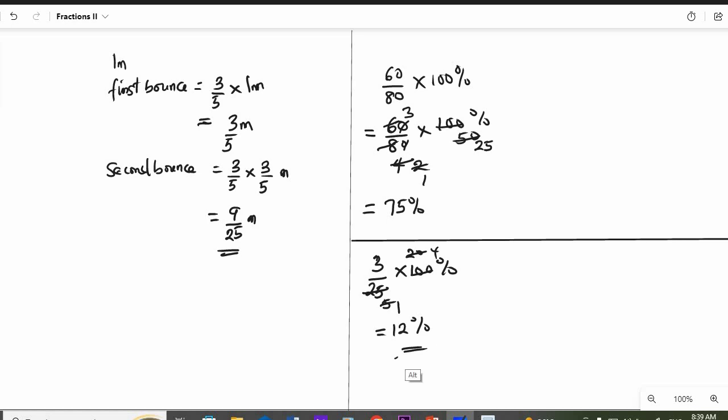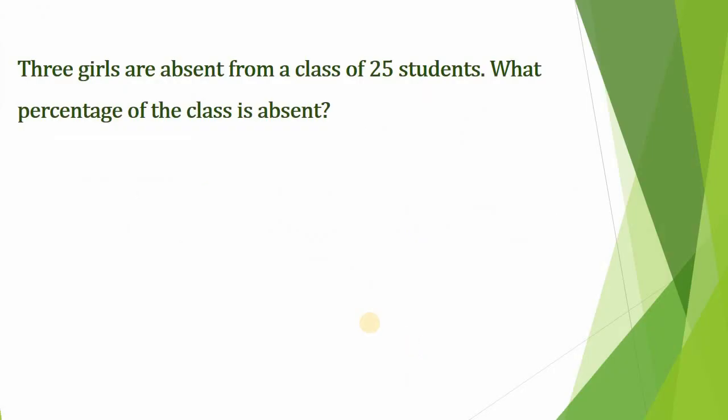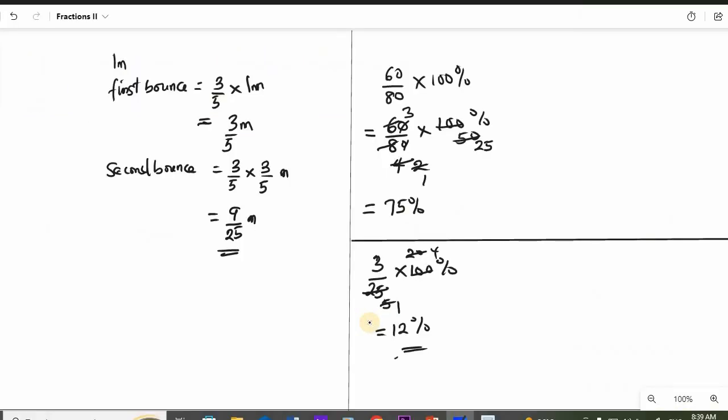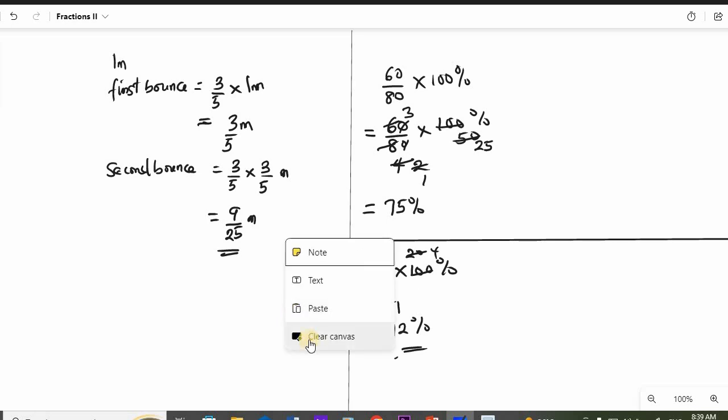Okay, and then the next question. Okay, so 26 centimeters of wood is cut off a board 130 centimeters long. What percentage has been cut off? Okay. So just clear the board here to make space.